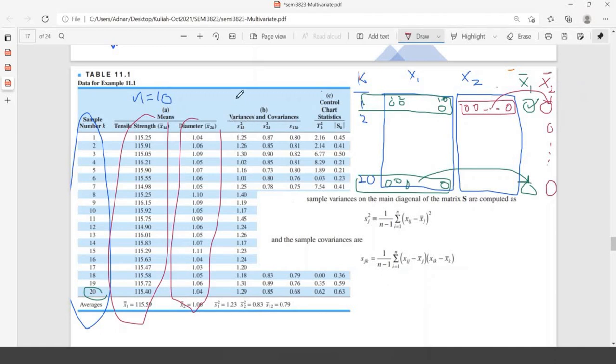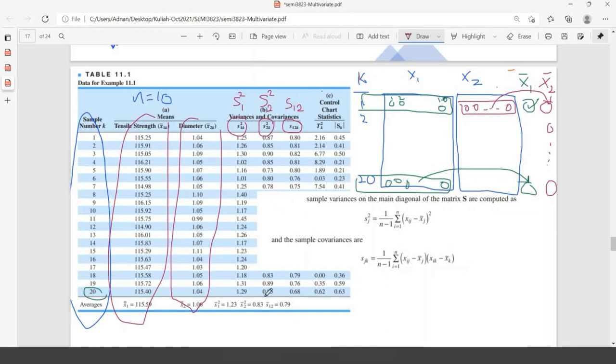variance. Okay, S2 is the variance. This is the variance of tensile. This is the variance for diameter. This is covariance. So variance is squared here. The standard deviation squared is the variance. For tensile, this is the variance for diameter, and this is the covariance for tensile and diameter.